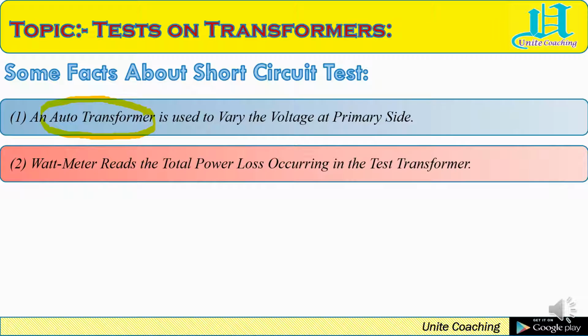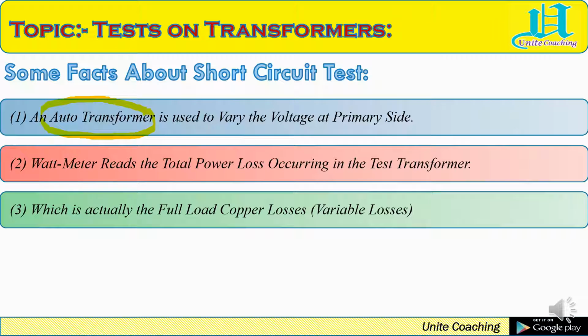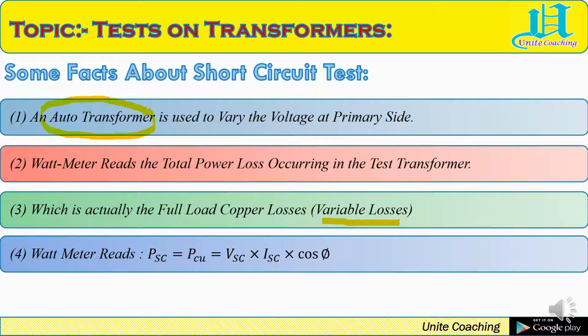Next, the wattmeter reads the total power loss occurring in the test transformer, which is actually the full load copper losses, also known as variable losses. What does the wattmeter read? It reads the short circuit power, or the full load copper loss, which is the product of short circuit voltage, short circuit current, and power factor. These two quantities, voltage and current, are measured at the primary side of the transformer, not at the secondary.